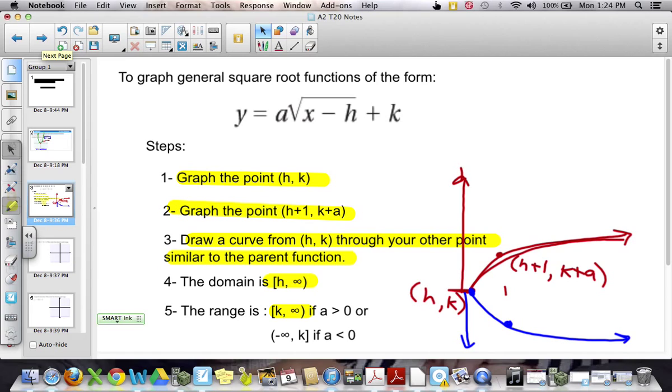So the way we write that is from negative infinity to k. And that's going to be if a is less than 0. So if you have a negative a. So again, what would this point be over here? This would be h plus 1 and k minus a, because a is negative.